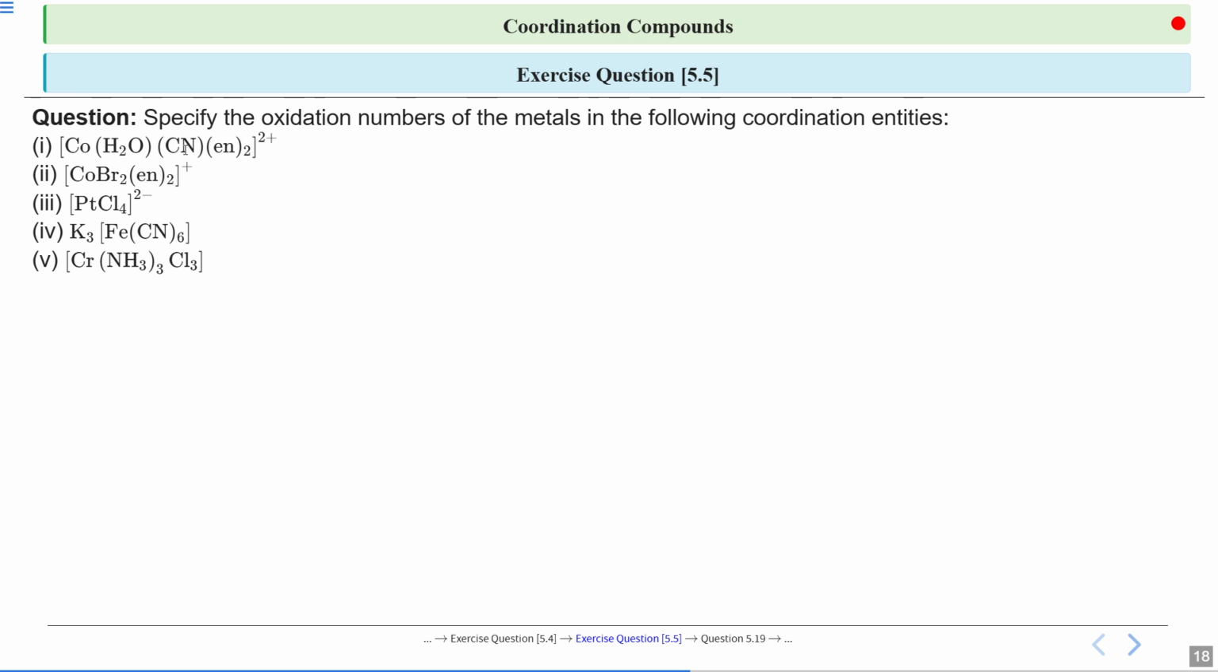First is [Co(H2O)(CN)(en)2]2+. Then [Co(Br)2(en)2]+. Then third is [PtCl4]2-. Fourth is K3[Fe(CN)6]. Fifth is [Cr(NH3)3Cl3].